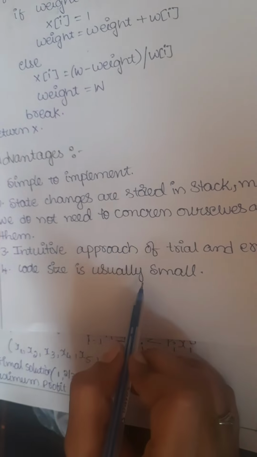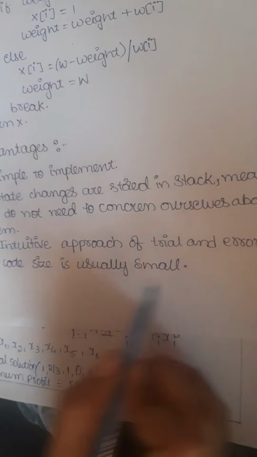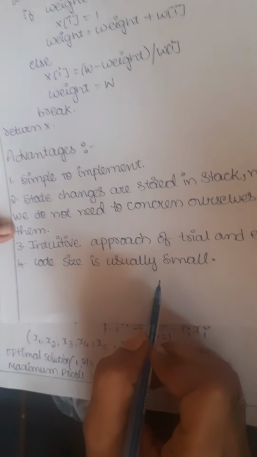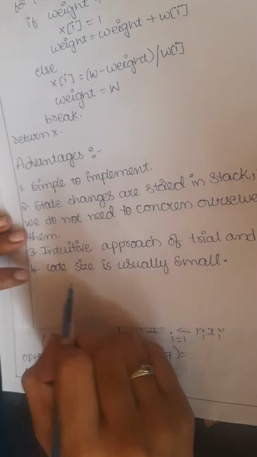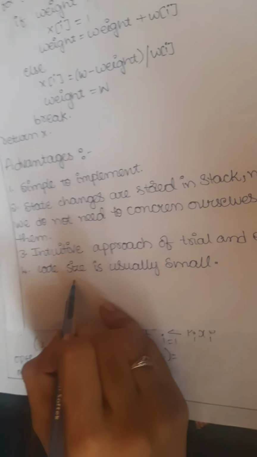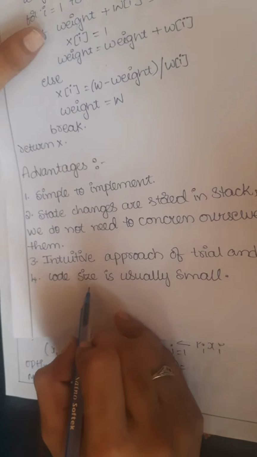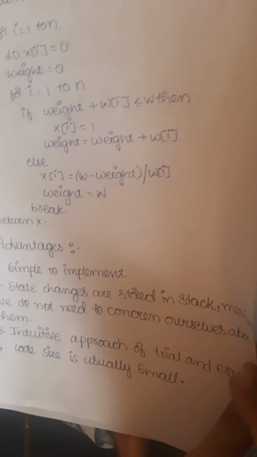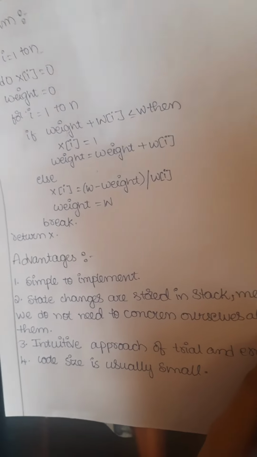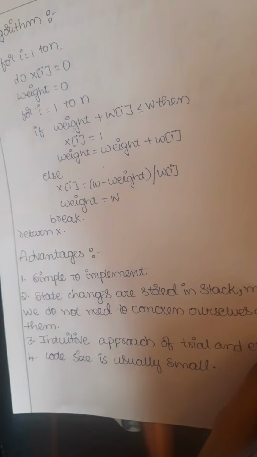And approach of trial and error. The code size is usually small. It means that this is helpful for space complexity, right? If the code size is less, then we can reduce the space complexity also. This is about all the things in the knapsack greedy method. Thank you very much.